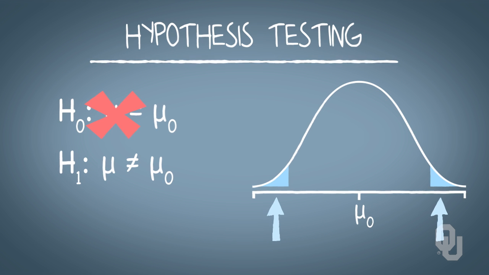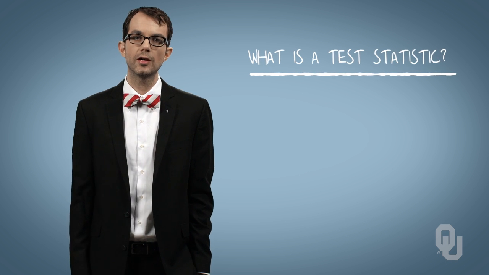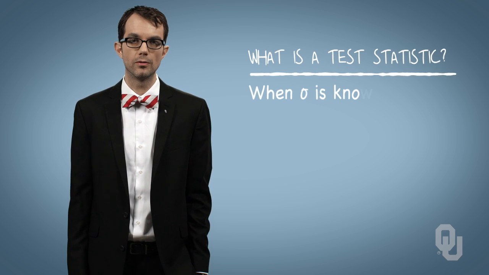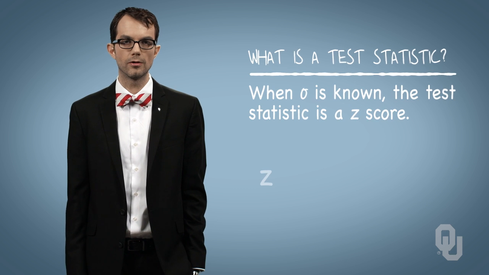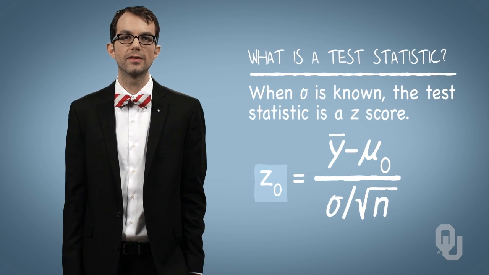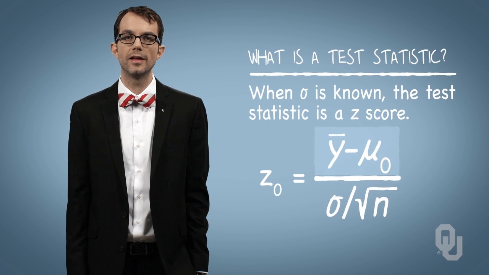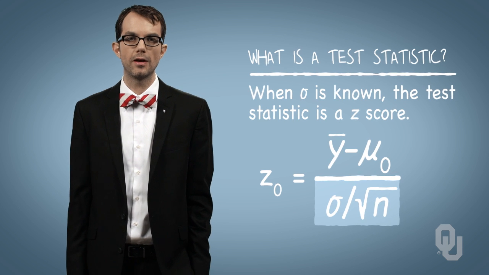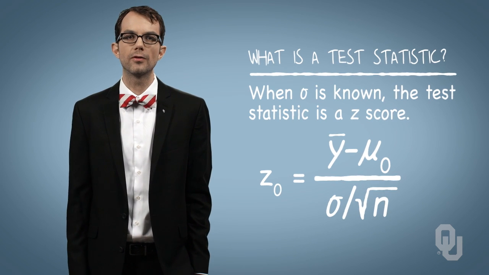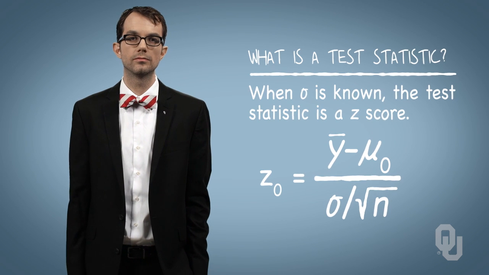And recall that we said that the test statistic essentially represents our evidence. So what is the test statistic? When we are testing about a population mean, when sigma is known, the test statistic is a z-score. Test statistic z0 is measured as the difference between y bar and mu naught in the numerator and sigma over root n in the denominator. That is, how different is y bar from the hypothesized mean in standard deviation units.